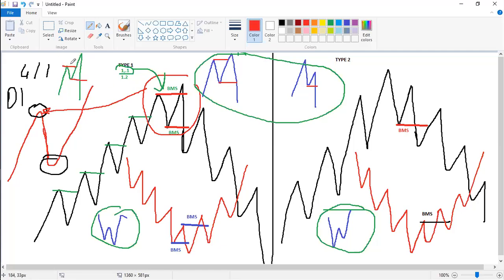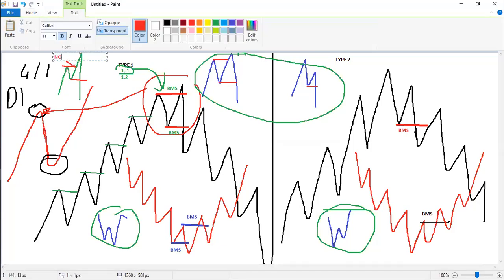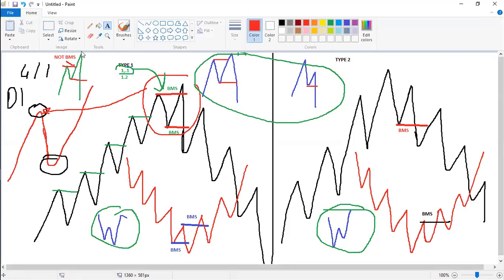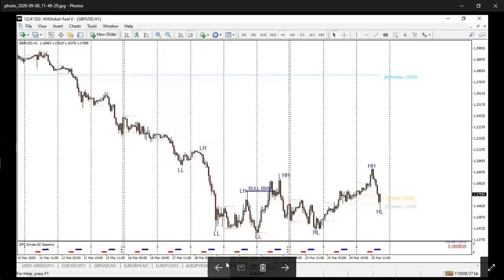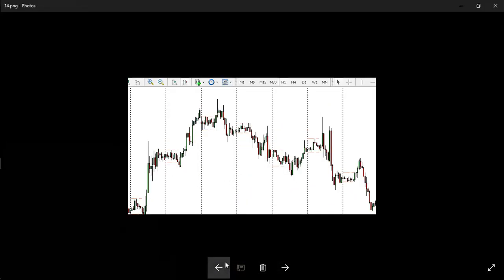Right. So this one here is not a BMS, but this will be a wick. This will be the wick of the candle. This one here, that's the wick. So price will go above the old high, but they need to close below. So it's just a wick. That's 1.2. So now let me go to the chart and show you the reversals.